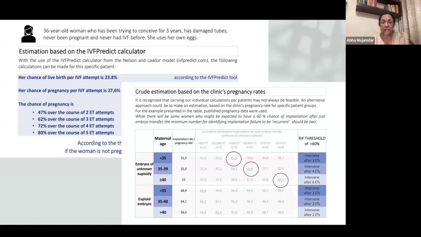But if you've done euploid embryos, you've done a ploidy test, then what happens? Age almost loses its relevance. After 2 ETs, everyone is reaching a more than 60% first ET implantation rate. And hence, the intervention has to be after 2 failed euploid embryos.